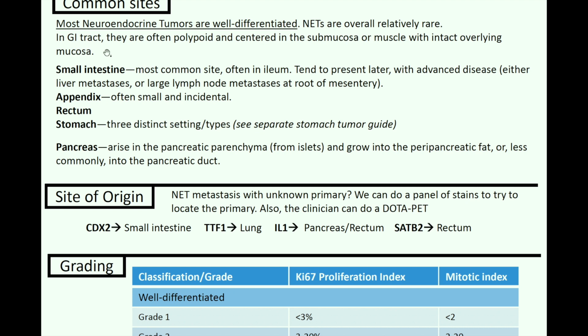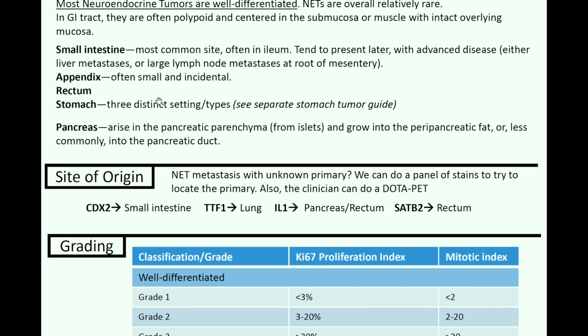You can also get neuroendocrine tumors in the appendix, often small and incidental. You can get them in the rectum, the stomach, 3 distinct settings or types, and we can look at the stomach tumor guide video that we have to reference those specific entities. And then pancreas is another location that you can get neuroendocrine tumors. They arise in the pancreatic parenchyma from the islets and grow into the peripancreatic fat, or less commonly into the pancreatic duct.